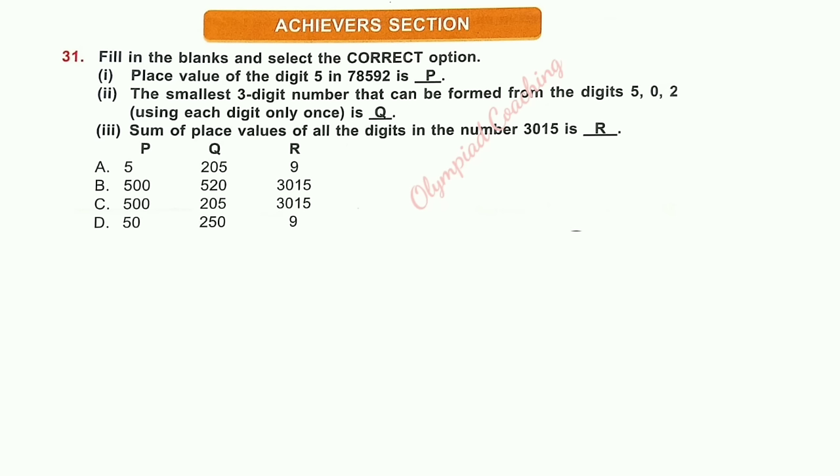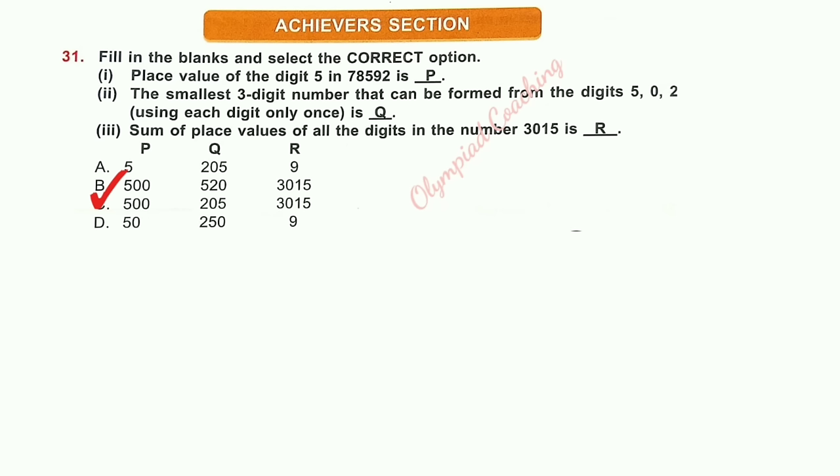2. The smallest 3-digit number that can be formed from the digits 5, 0, 2, using each digit only once, is Q. These are 3 digits. We have to make the smallest 3-digit number. To make the smallest 3-digit number, we have to arrange the digits in ascending order, but 0 cannot be placed in the leftmost position. 0 will take the place of the second leftmost. So the number is 205. Option C is correct.